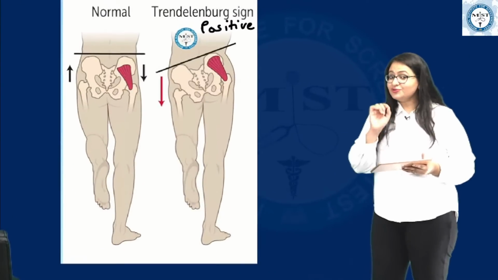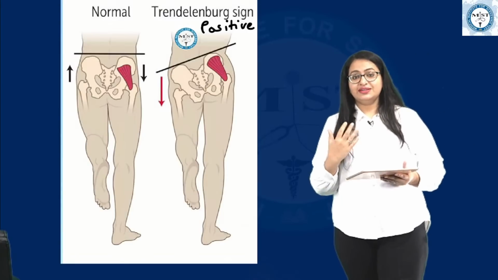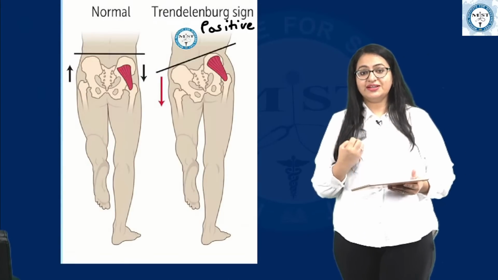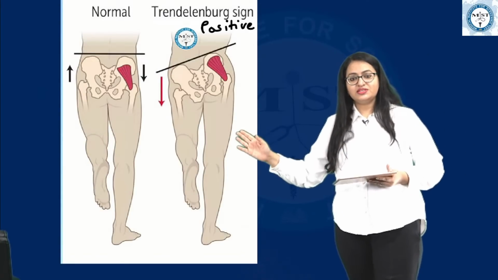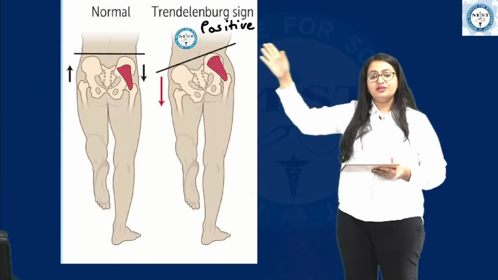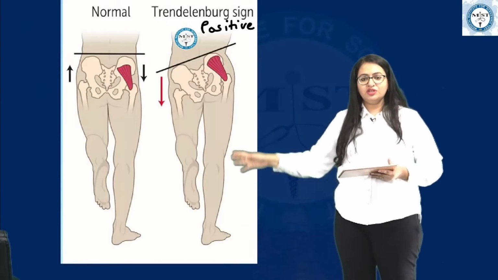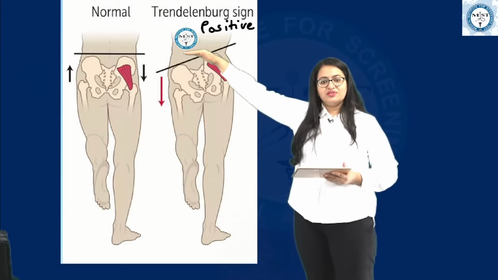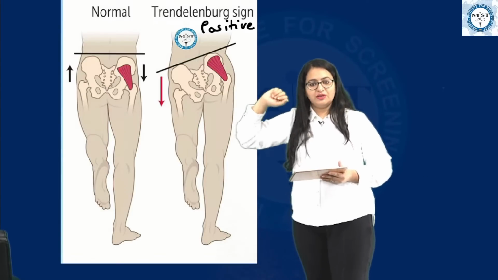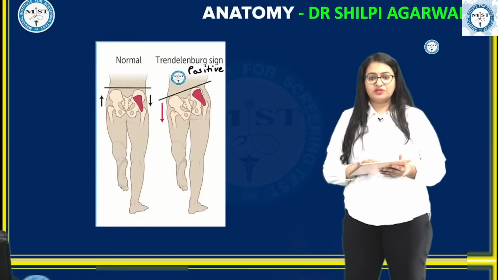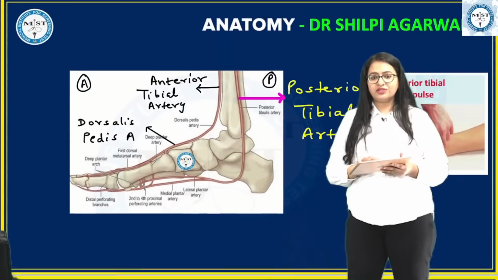Now you should know that if this image is given, in this we are checking the Trendelenburg sign, and when this is shown, it is Trendelenburg sign positive. That is, when you keep one foot on the ground, the pelvis is sagging down or falling. So this is sign positive. If this image is given to you, you should be able to tell it.